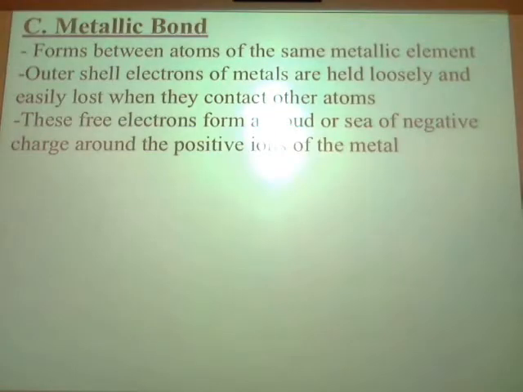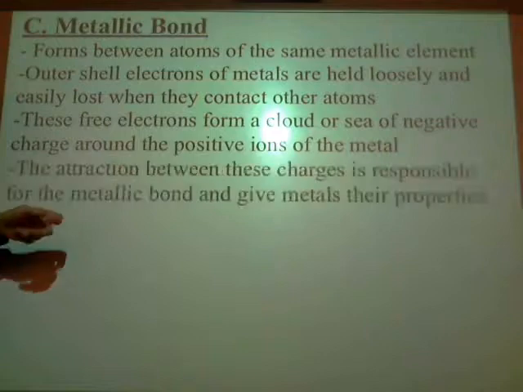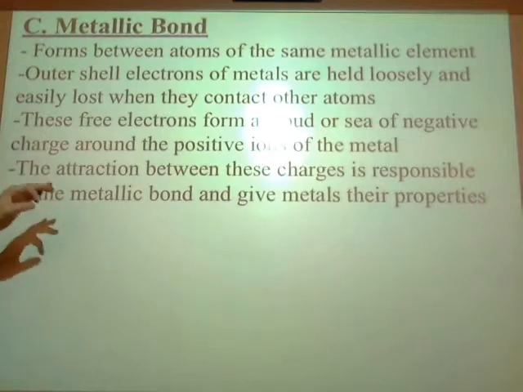This kind of illustrates it as well. What can I do to metals I can't do to a lot of other things? Yeah, I can bend them. That's called malleability. So those three things we're going to explain in terms of that metallic bond, okay? The attraction between the sea of electrons and those positive ions that are left behind explains the metallic bond and the properties of the metals.